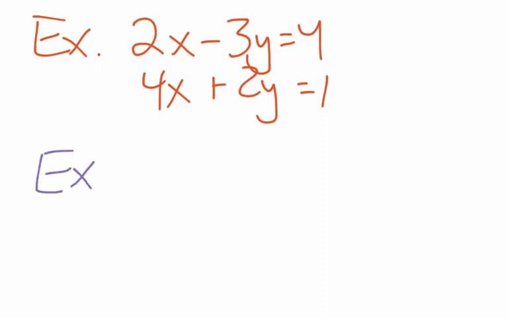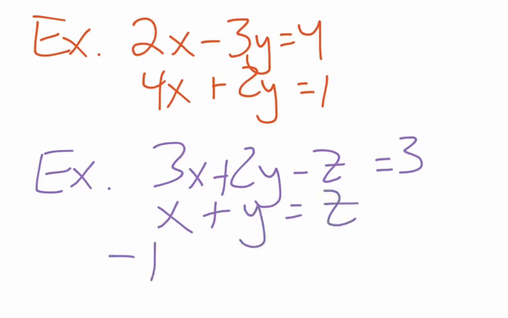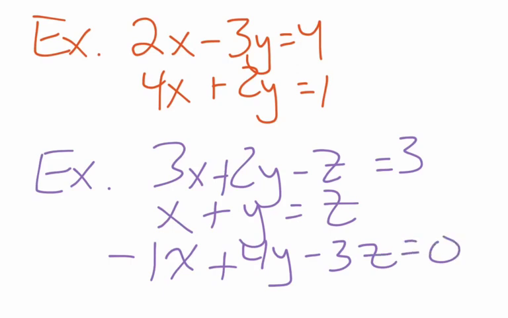Here's another example. We have 3x plus 2y minus z equals 3, x plus y equals z, and negative 1x plus 4y minus 3z equals 0. This is what would be called a 3 by 3 system, meaning 3 equations and 3 unknowns, or 3 variables. So we have the x, the y, and the z.